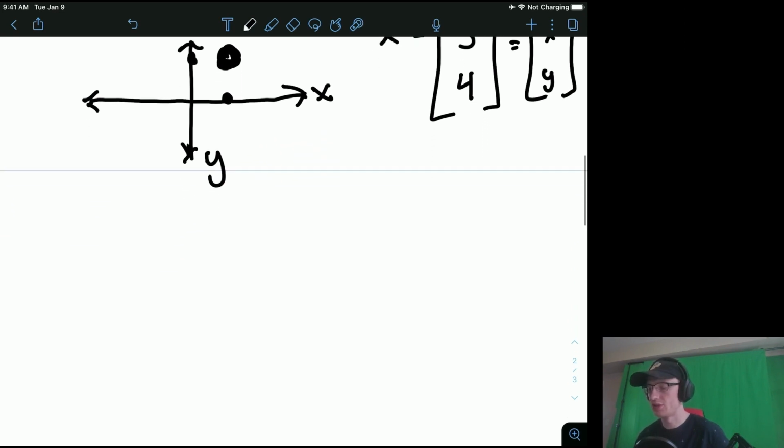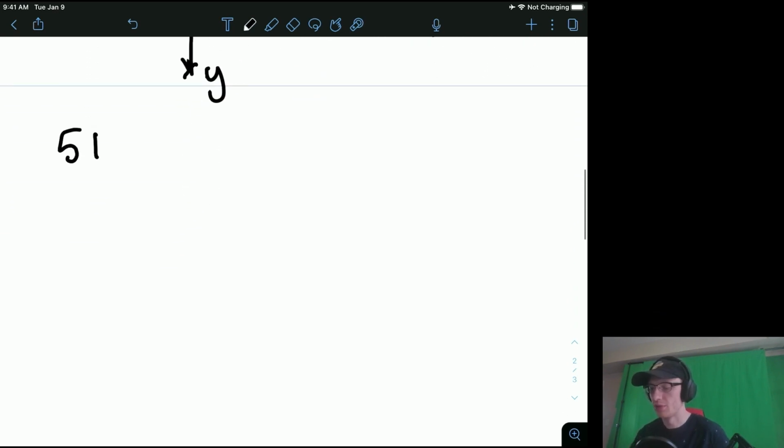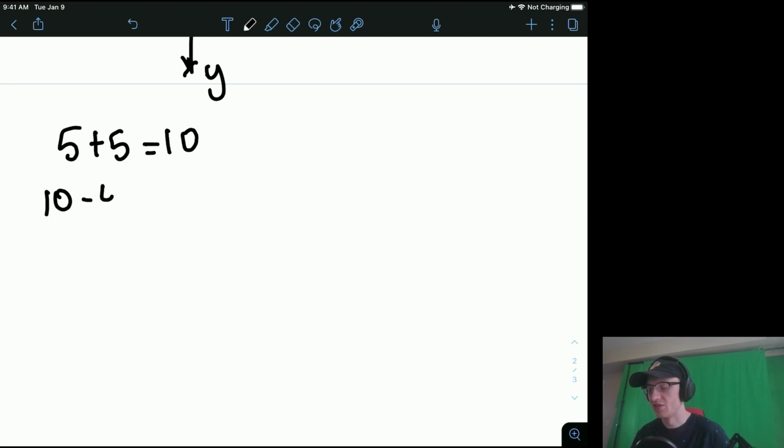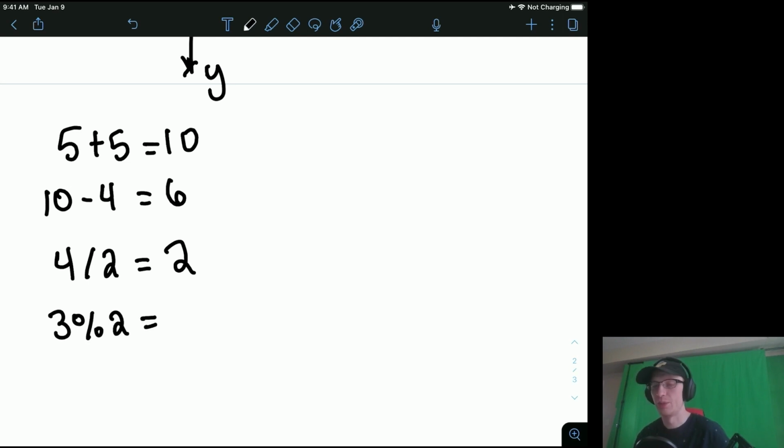Very, very analogous to, we know that 5 plus 5 is equal to 12. No, I'm just kidding. It's equal to 10. And we know that, say, 10 minus 4 is equal to 6. We know that 4 divided by 2 is equal to 2. There's also the modulo operator, although we don't use that quite as commonly. We know 3 modulus 2 actually means taking the remainder, which happens to be 1. We can do very similar things. I'm actually not going to do this one. We can do very similar things with vectors, and that can be very useful.